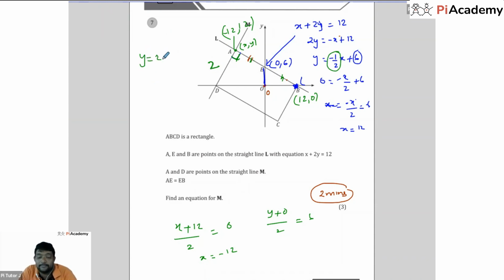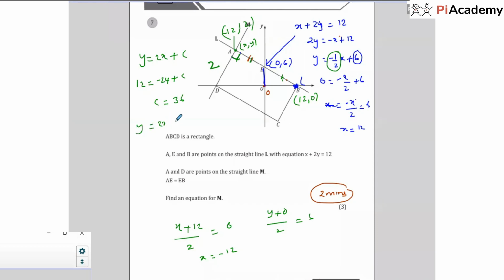y is equal to 2x plus C. So you know the point is minus 12 comma 12. So 12 is equal to minus 24 plus C. So C is equal to 36, right? So the equation is y is equal to 2x plus 36. That's the equation of M. So we are using a lot of coordinate geometry here.